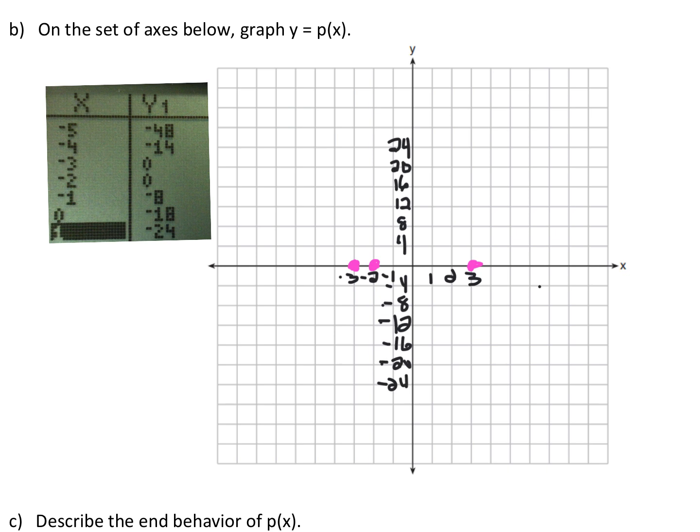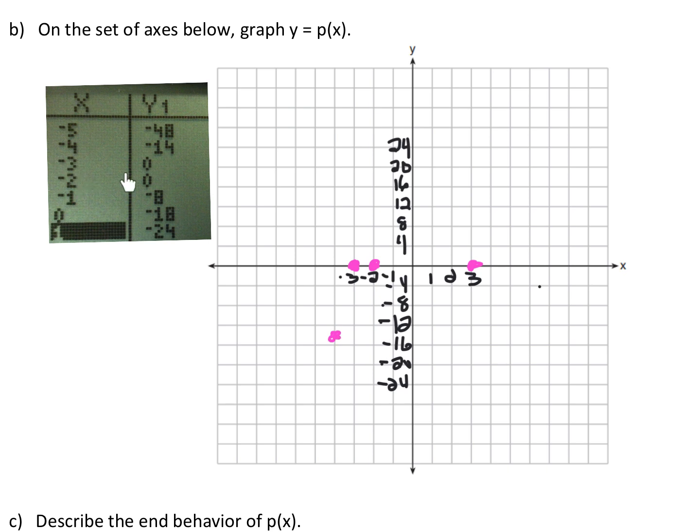So what I'm going to do is plot whatever points I can. It looks like at negative 4, negative 14, we could fit that on the graph. So at negative 4, we're going to be down at negative 14. So right there. I'm going to get my pen. So negative 4 is going to be at negative 14.